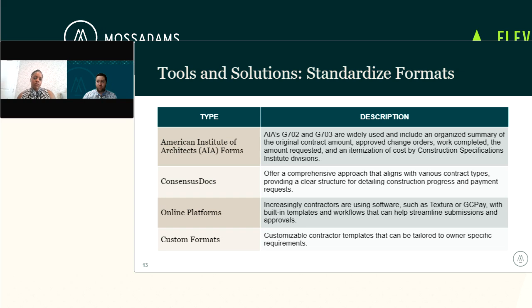So from the owner's perspective, if you want that flow to go a certain way, make sure that it does meet your needs. Just defaulting to the online platform may result in it not aligning with your contract and cause problems for you down the road.